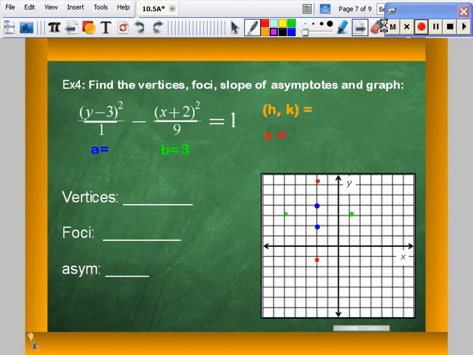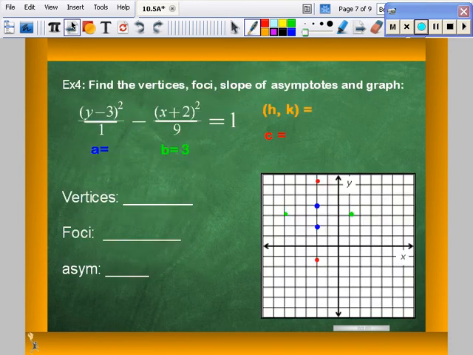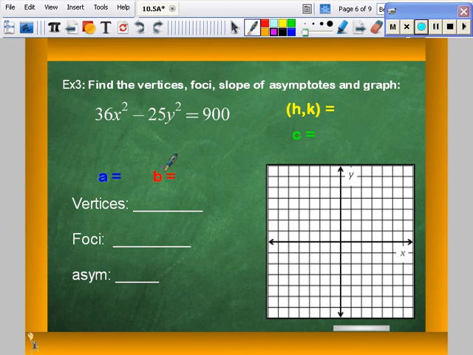Example 3. We have 4 examples total today. Let me back that up and get back to 3. There we go. So finding the vertices in this particular example requires us to do just a little bit of work. Nothing much going on here. We have to get that to a value of 1, just like we did with ellipses. So we are going to have to divide out that 900. Recognizing again that we're not in standard form, we're going to divide out the 900. So let's do that.